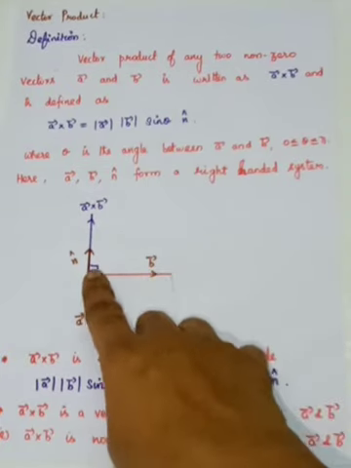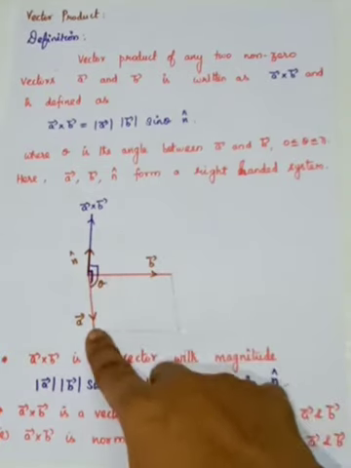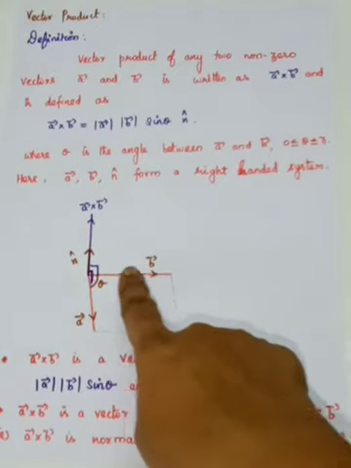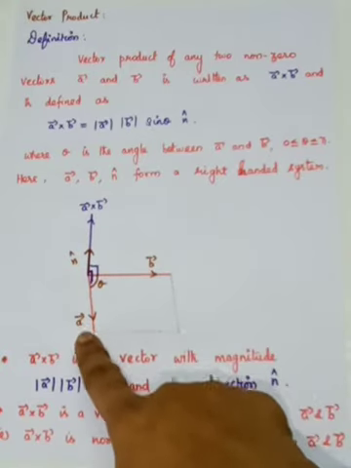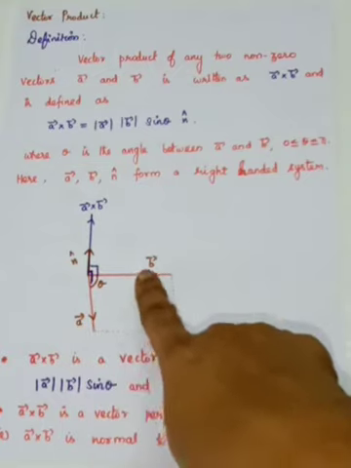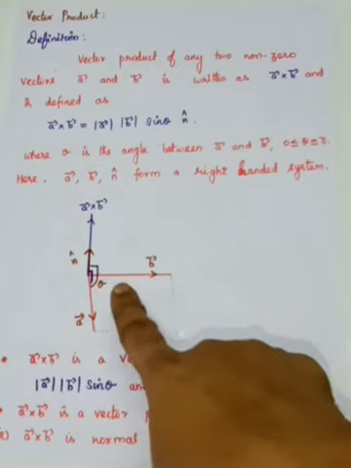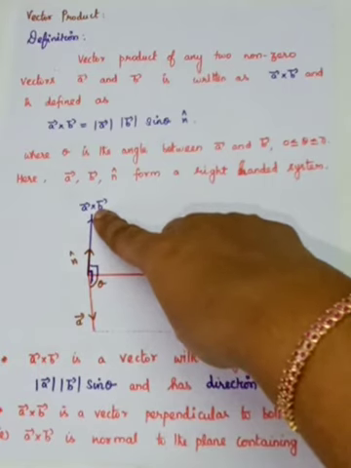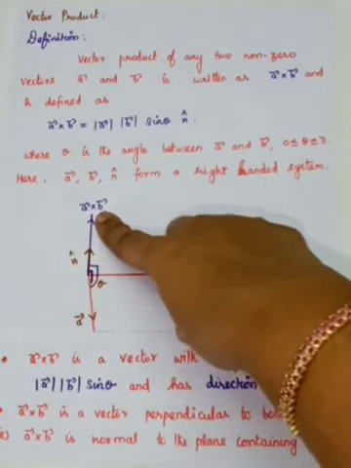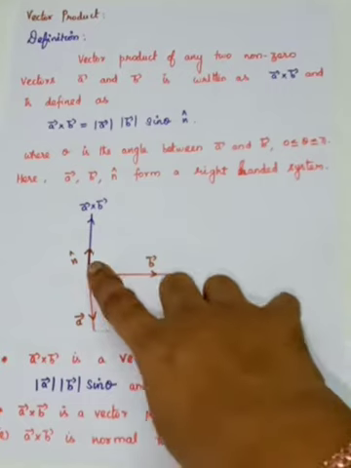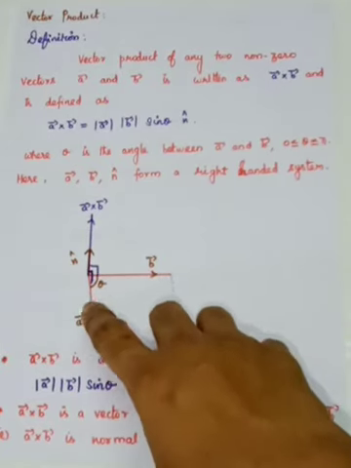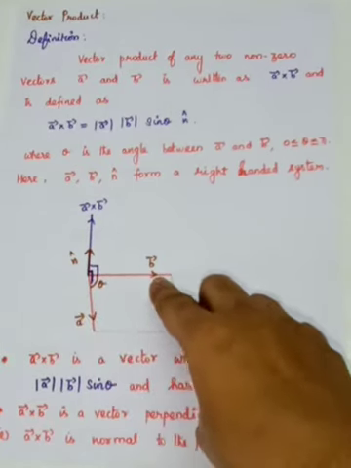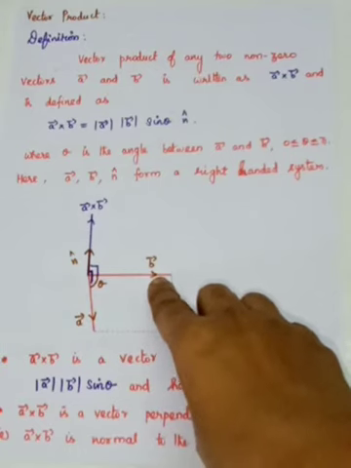Otherwise we can say, consider the plane containing A vector and B vector. Here I have drawn the parallelogram, whose adjacent sides are A vector and B vector. So how is A vector cross B vector in the plane? It is perpendicular to the plane containing A vector and B vector. In this way also you can say.